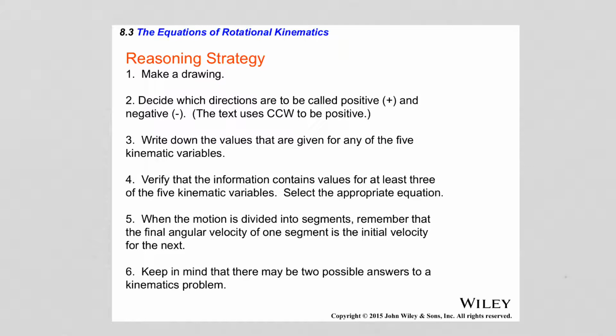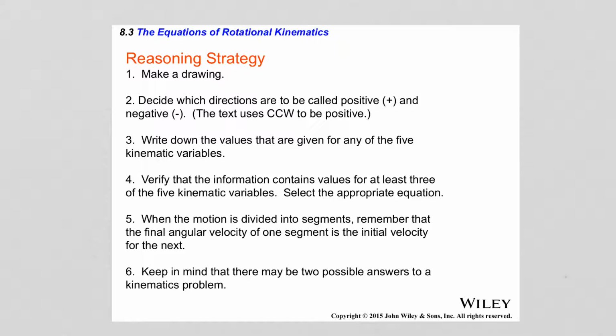You will make a drawing first, and you will indicate the axis of rotation and all important points or features that relate to the problem at hand. Decide which direction is to be called the positive and the negative. In this textbook, we use counterclockwise direction of rotation as the positive direction, and clockwise direction of rotation as the negative direction. So then you write down the values that are given for any of the 5 kinematic variables, and you will also include the units.